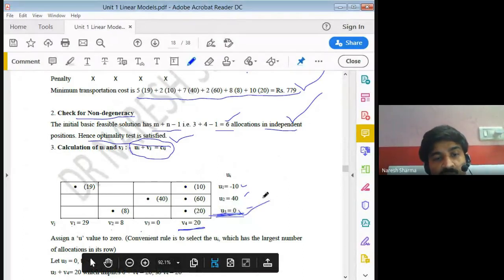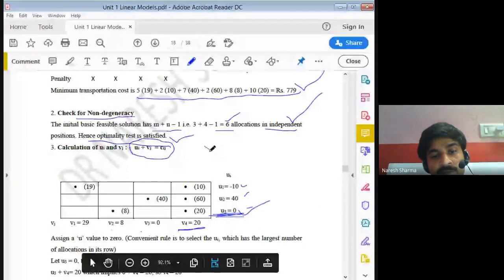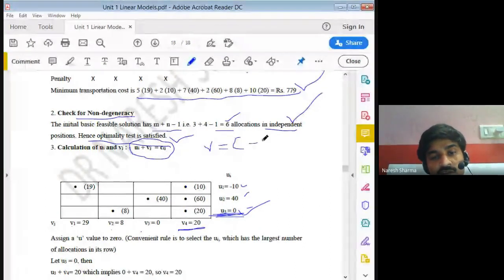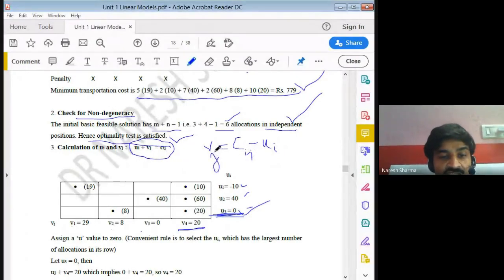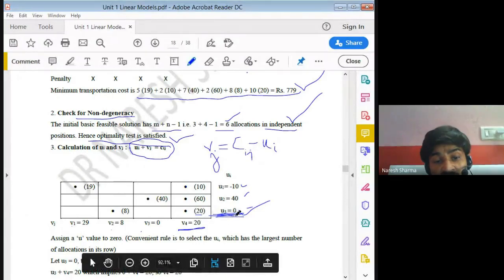So from this formula, V can be calculated as cost minus U. If it is ij, then it is also i minus, right? And you can get Vj. So that is 20 minus this cost. This 20 is C, U is 0. 20 minus 0 gives you V4, okay?